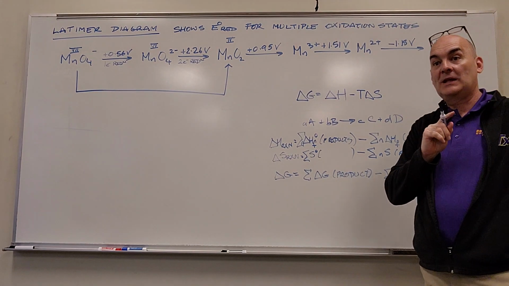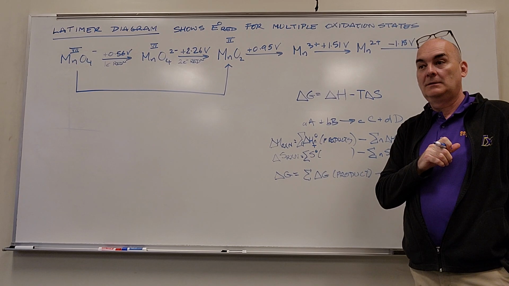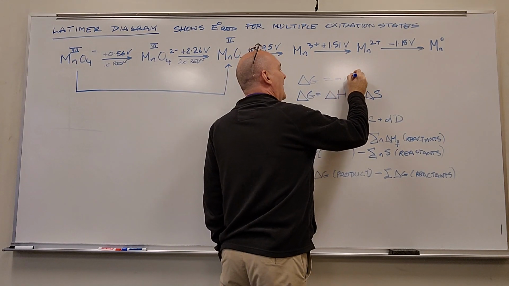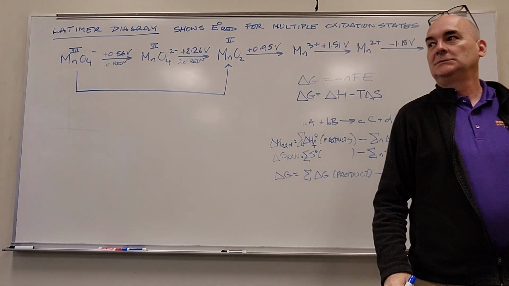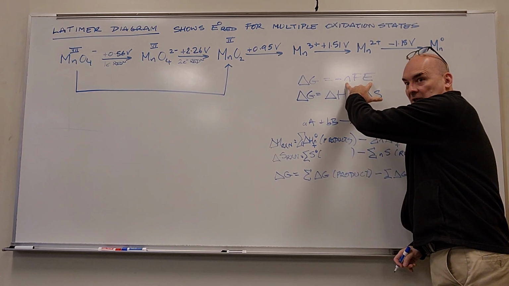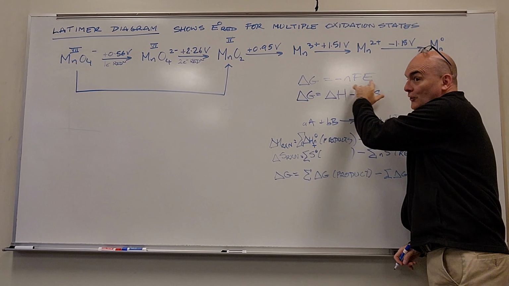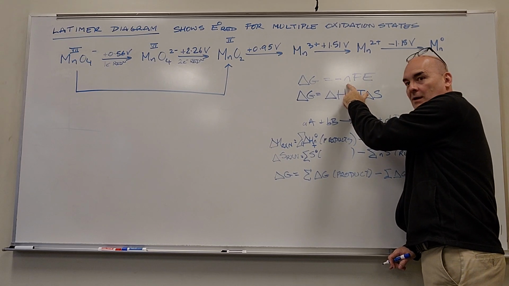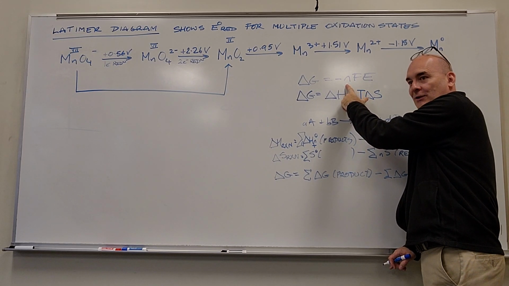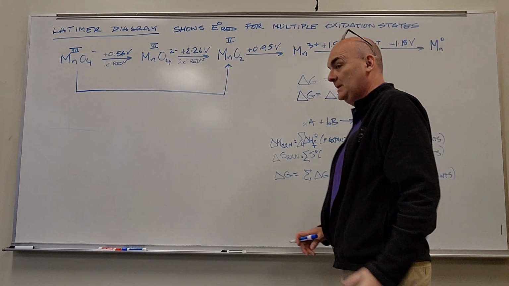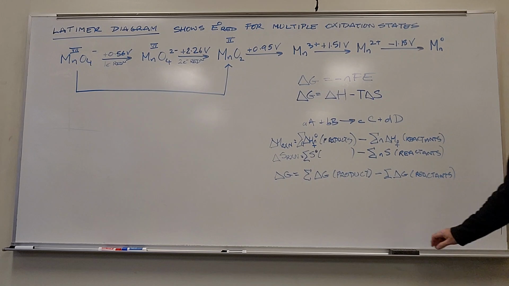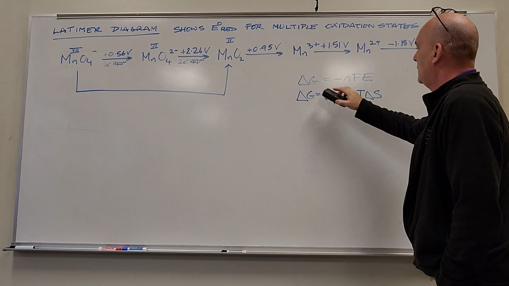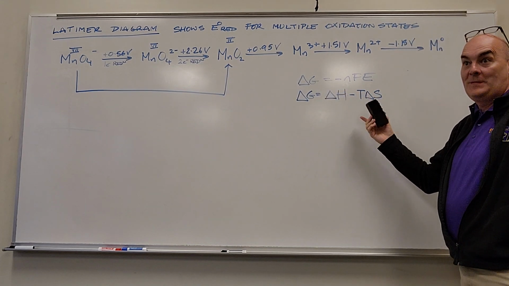Now, we don't know if cell potentials are additive, but we do know that delta G is minus NFE. So they are additive, not just the E. This whole term has to be additive, and we have to count the number of electrons exchanging hands. So you would multiply the first jump by 2 and then add them to the second.